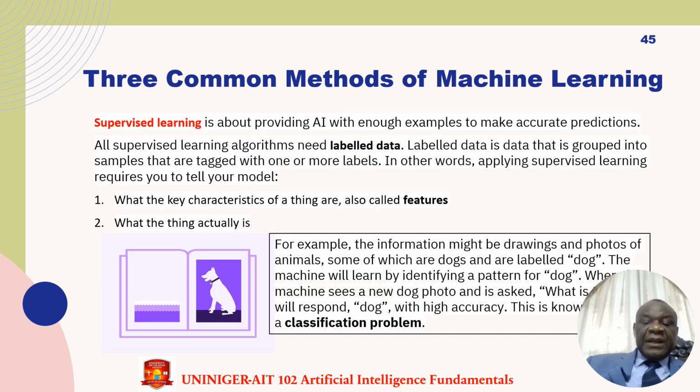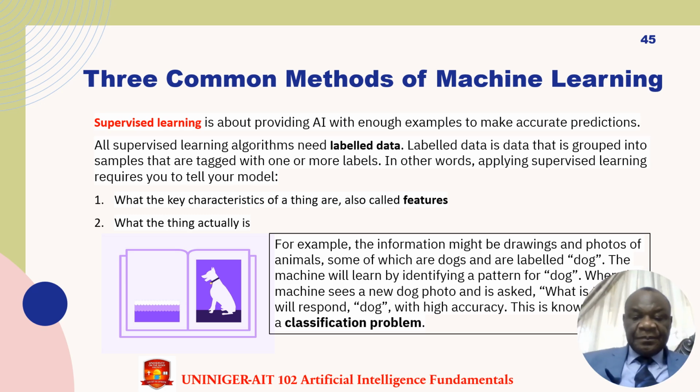In supervised learning, it's about providing AI with enough examples for more accurate predictions. All supervised learning algorithms need labeled data. Labeled data is data that is grouped into samples that are tagged with one or more labels. For instance, you have features which you can identify, like a dog has a feature and there's a label.